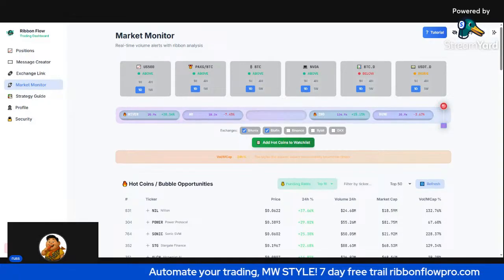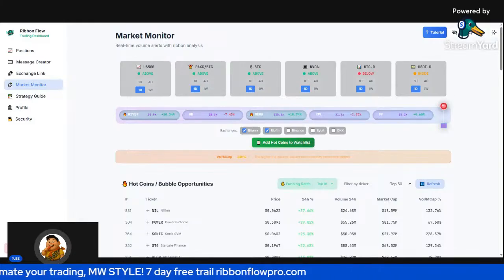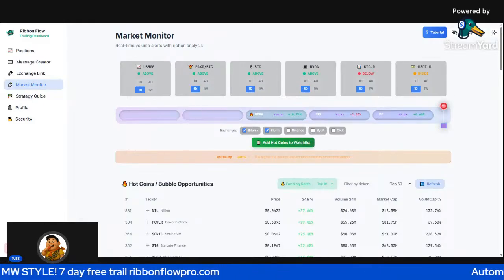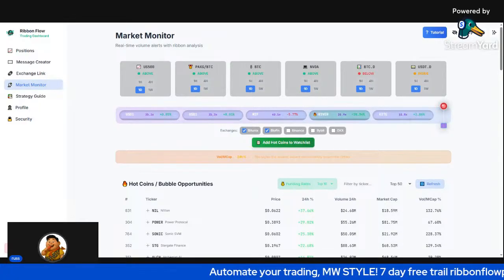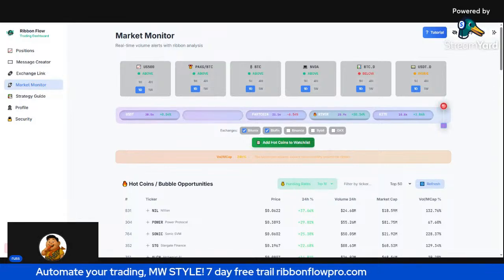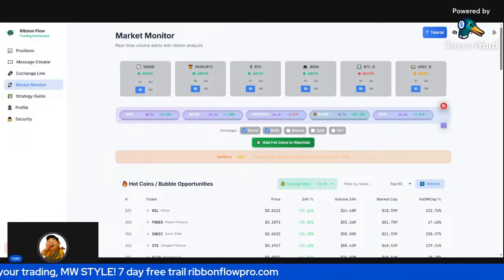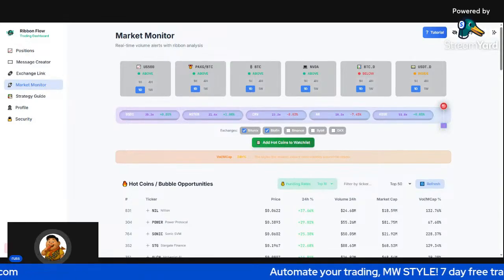Okay, so we are going to be going over that in a second. But yeah, this is the new Market Monitor dashboard page. I feel like it's a really good tool to find those high volume coins, high volume to market cap coins that will provide us gains for the day, gains for the week, and big bounces. Right, let's go over to TradingView.